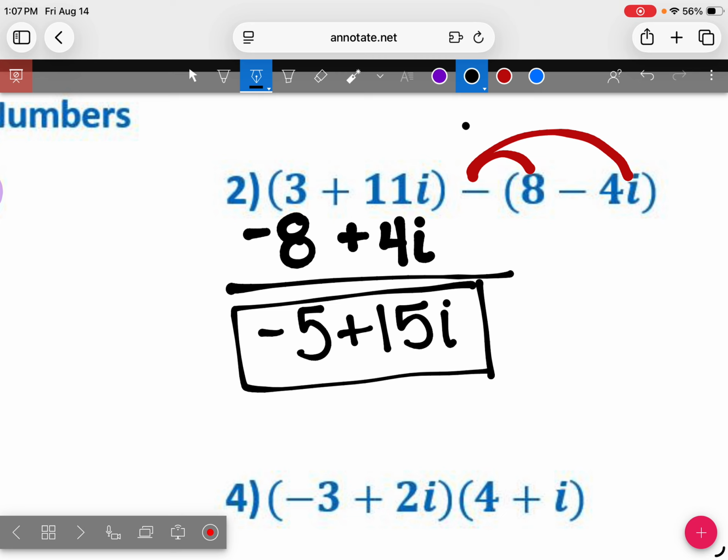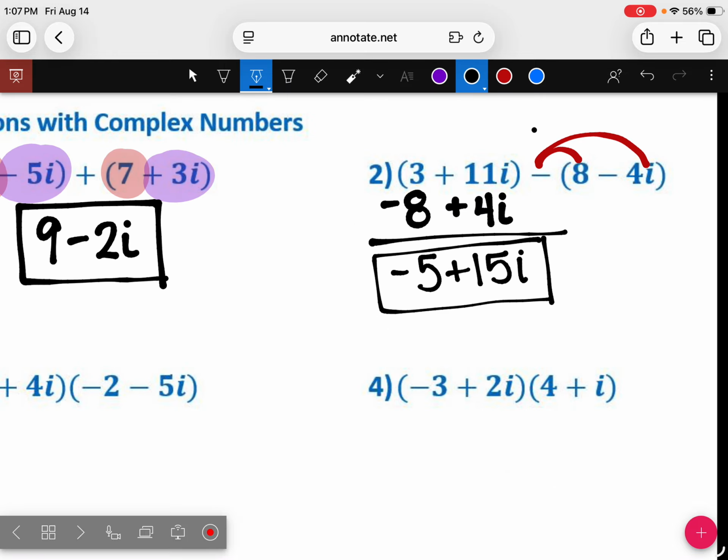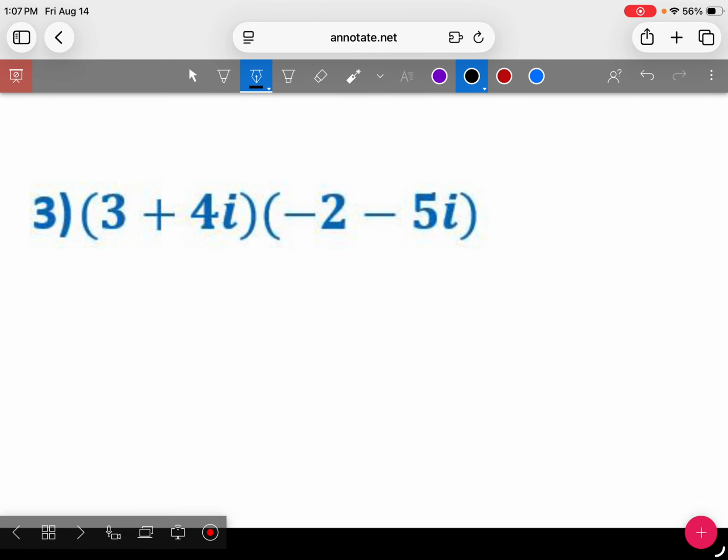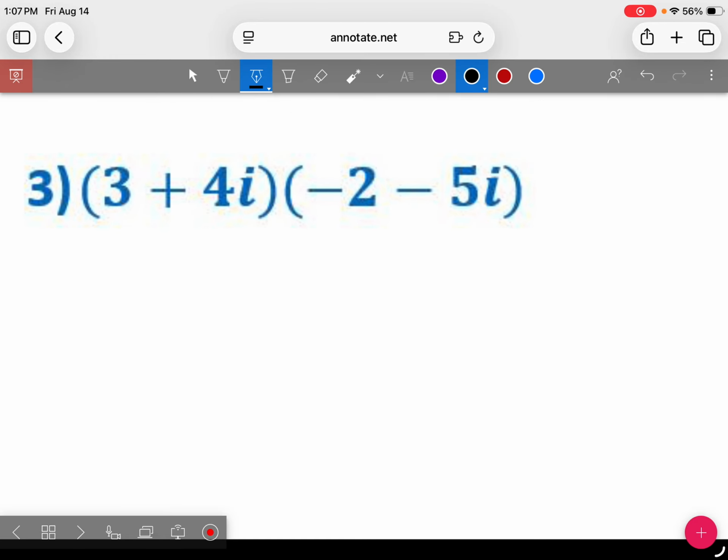All right, now let's talk about multiplying. So, big question on the test. How do I know this is multiplication and not addition? Yep, and what don't you see in between those parentheses? Yeah, there's no plus or minus. So this is multiplication.